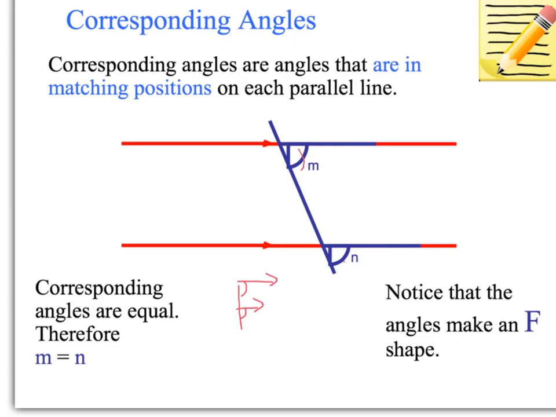So we would have, I'm going to draw, so like X here would be corresponding to Y here. They're both on the bottom side and to the left of the transversal. Now I might put L and M. They will be corresponding because they're on the top side of the parallel lines and to the left of the transversal. And then I'll just do A and B. A and B, so they would also be corresponding angles.